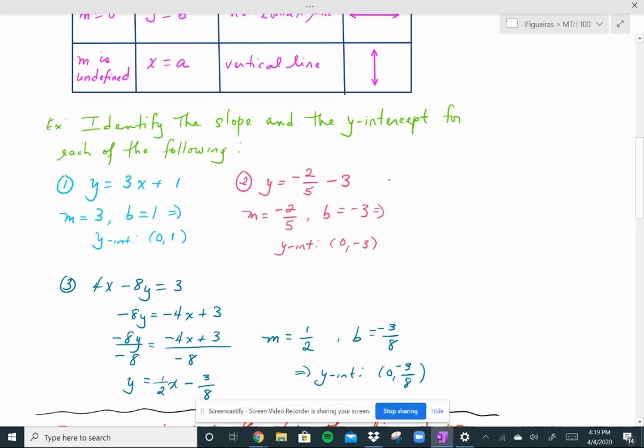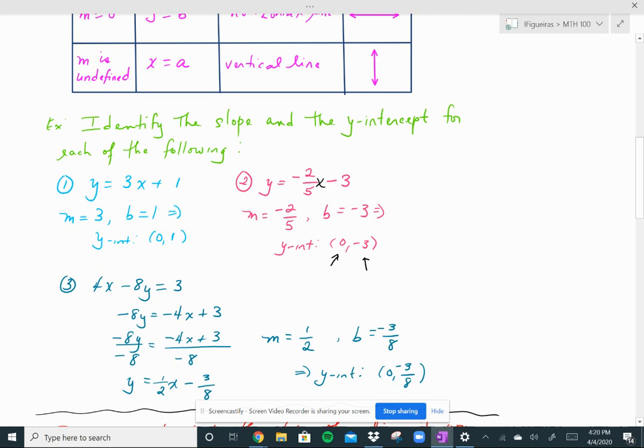So if we look here at this dark pink color, we have y equals negative 2/5 x minus 3. I forgot my variable there. My slope is negative 2/5, so that's your m, and your b is negative 3, so therefore the y-intercept is the coordinate (0, negative 3). So your y-intercept will always have the first coordinate of 0, and the second coordinate will be b, which is found here in the equation.